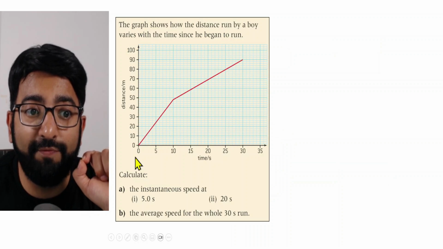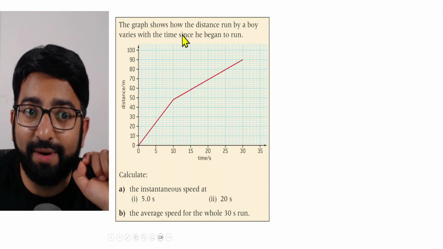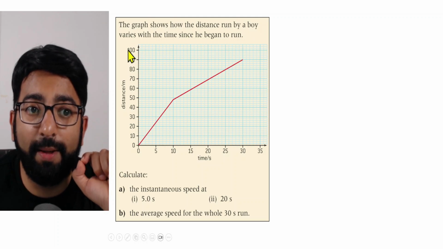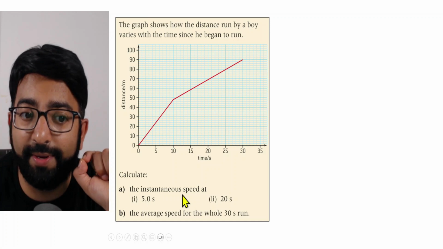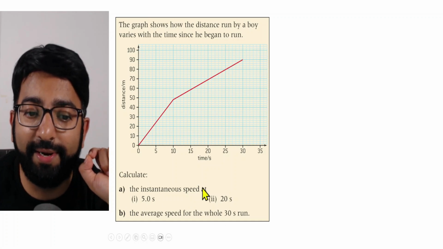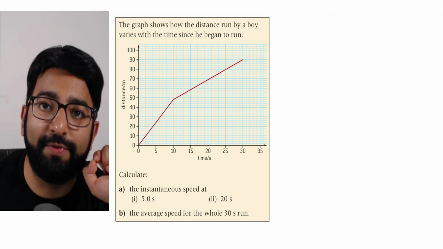So here we have a graph. On the x-axis, it is time. On the y-axis, we have distance. The graph shows how the distance run by a boy varies with time. And we are supposed to find the instantaneous speed at two times, 5 seconds and 20 seconds. Instantaneous values, if you recall, is the gradient of the graph.